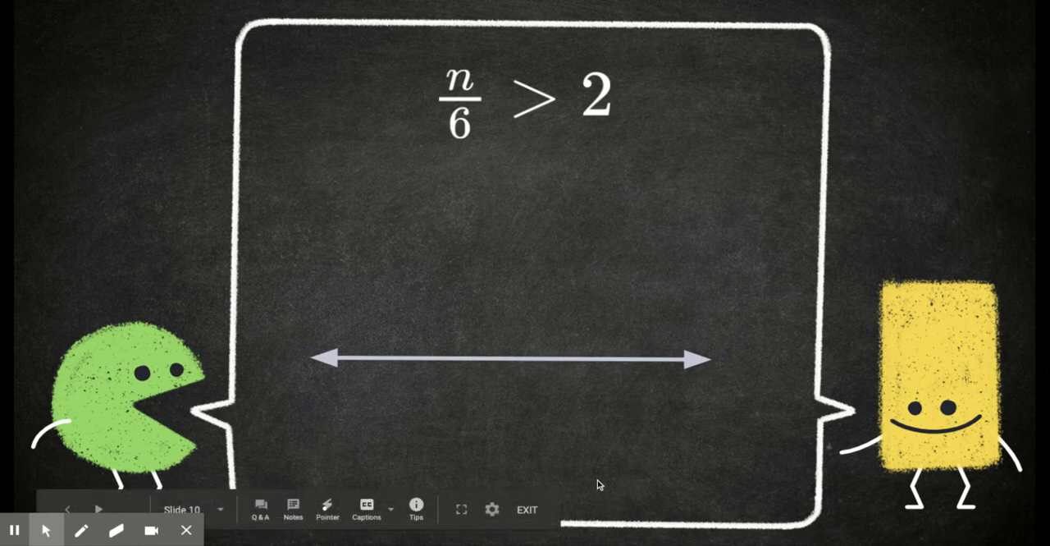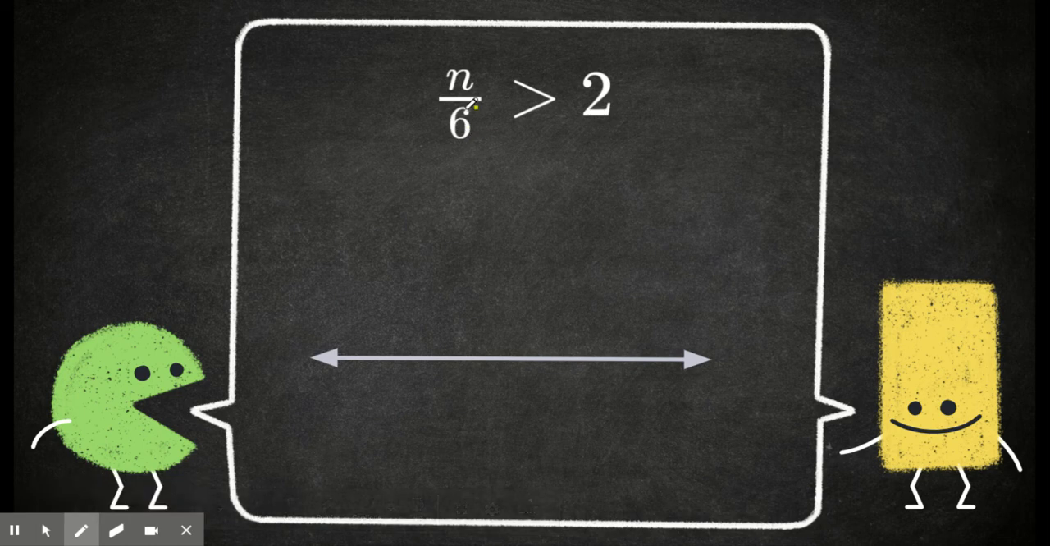So the last example on here is that n over 6 is greater than 2. Remember, n over 6 is the same as n divided by 6. If I want to get n by itself, I have to do the inverse of division, which is multiplication. So I'm going to multiply this side by 6, and I'm going to multiply this side by 6. These guys cancel. You're left with n is greater than 2 times 6 is 12.